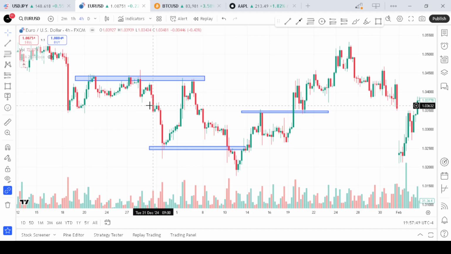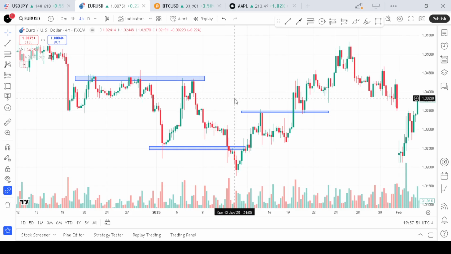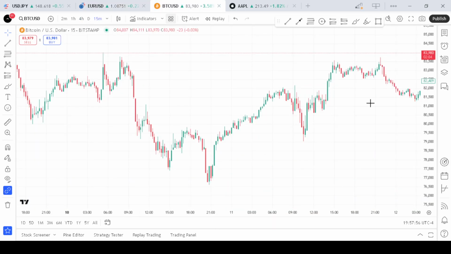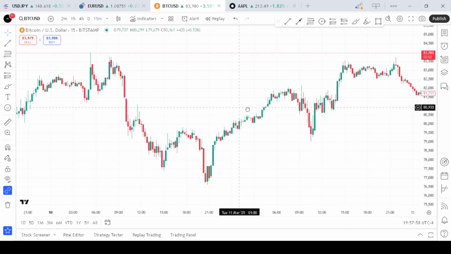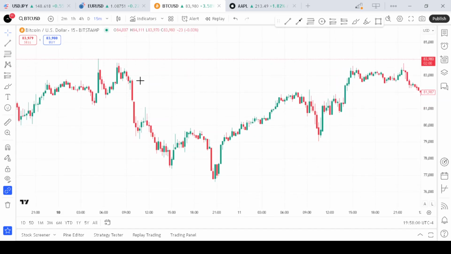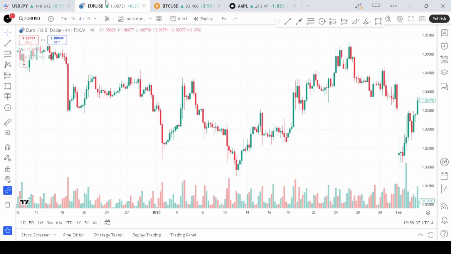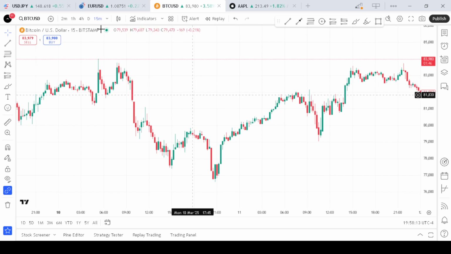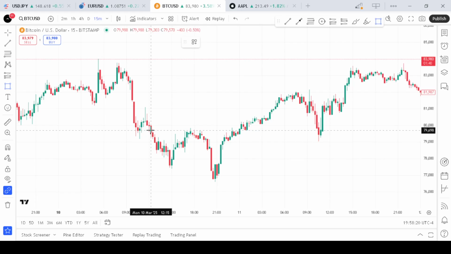Now let's see a step by step guide on how to draw support and resistance on your chart. Remember, support and resistance can be drawn on any time frame and on any chart, either your forex chart, your crypto chart, or your stock chart. So for this, I will be making use of our crypto chart to show you a better way we can draw this on any chart.